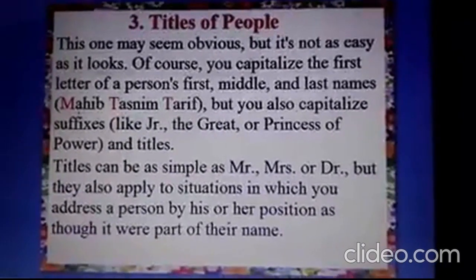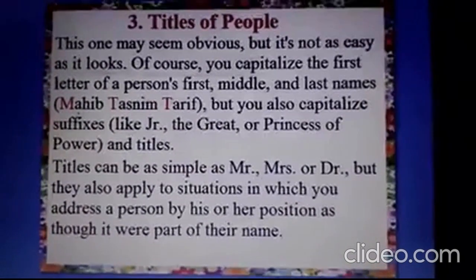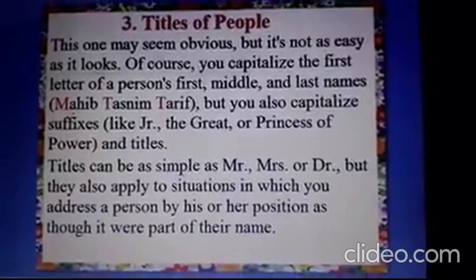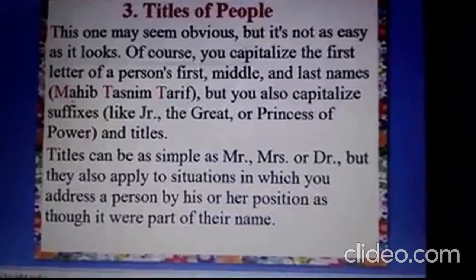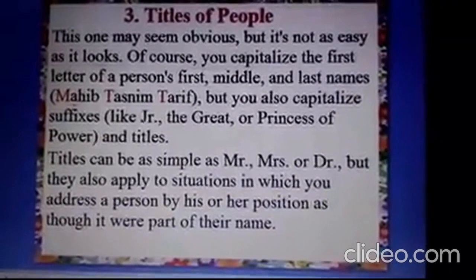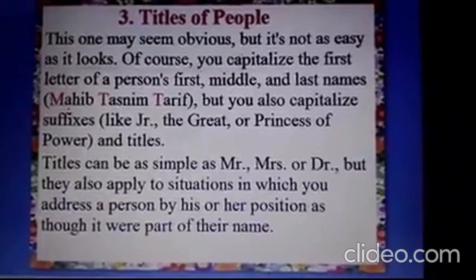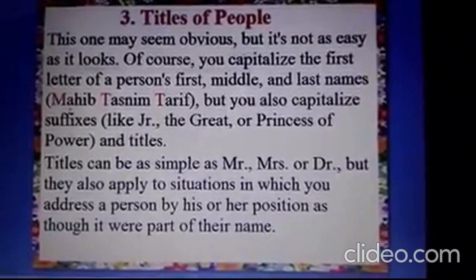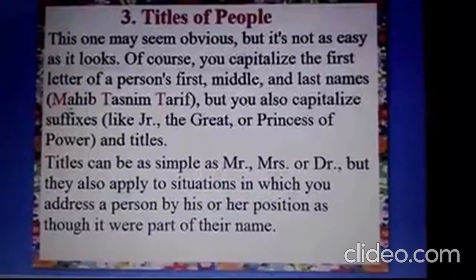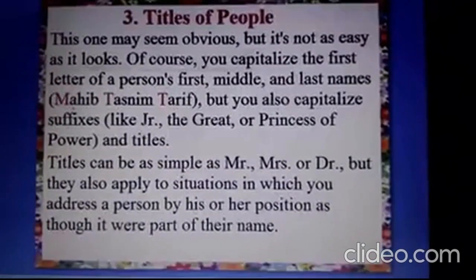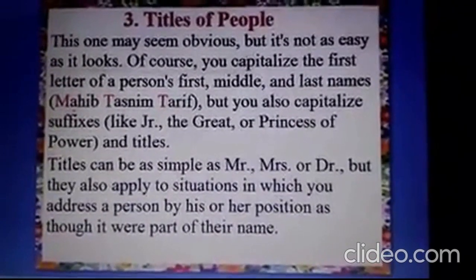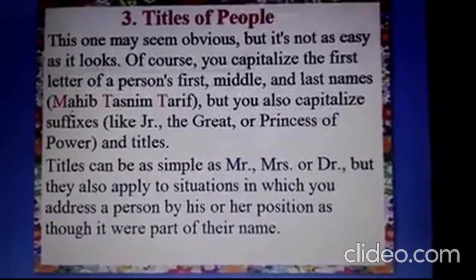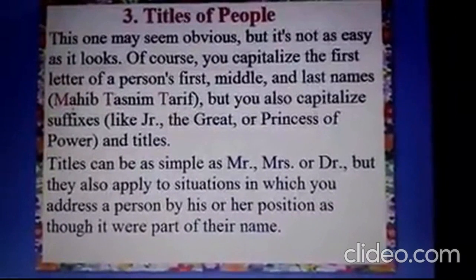Rule number 3: titles of people. This one may seem obvious, but it's not as easy as it looks. Of course, you capitalize the first letter of a person's first, middle, and last names. Look at this name, Mahib Taslim Tariq. But you also capitalize suffixes like Junior, the Great, or Princess of Wales, and titles. So the name Mahib Taslim Tariq, one name with three parts, three words, each of the words starts with a capital letter.